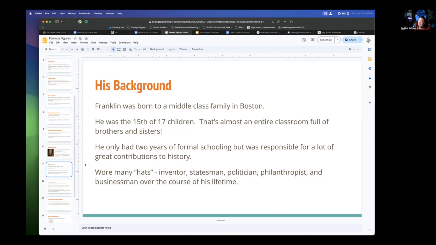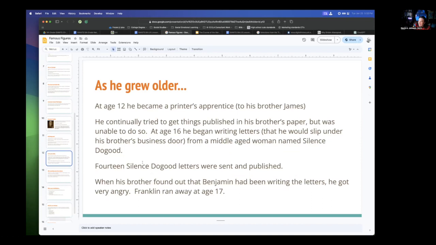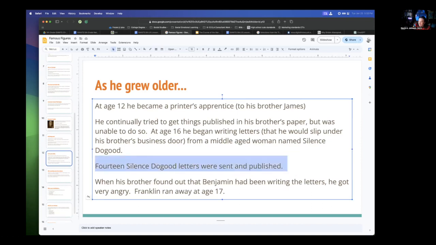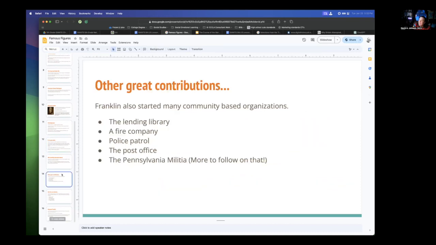That's quite a bit. He did not have a lot of formal schooling for someone who accomplished as much as he did. And yeah, the Silence Dogood letters. I love that particular story as well. So if you don't have anything on these two gentlemen already, I highlight these two for a specific reason that you'll see when I get into some of the French and Indian War activities. But we've given you a little bit on both of these men because they're just fascinating.